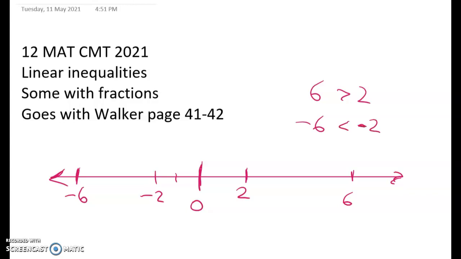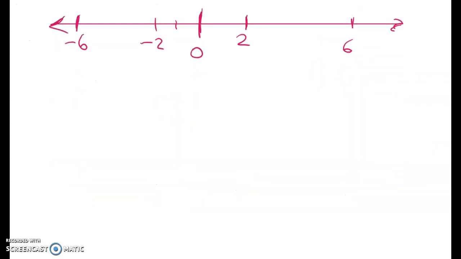Now that's kind of obvious, but what that means is that when we come to multiply or divide, we have to switch that sign over when we're multiplying or dividing by a negative number. So let's start with a really simple example. If I've got -2x is greater than 8, that means that I'm trying to figure out what numbers will give me something bigger than 8 when they're multiplied by -2. So let's just do that by having a look.